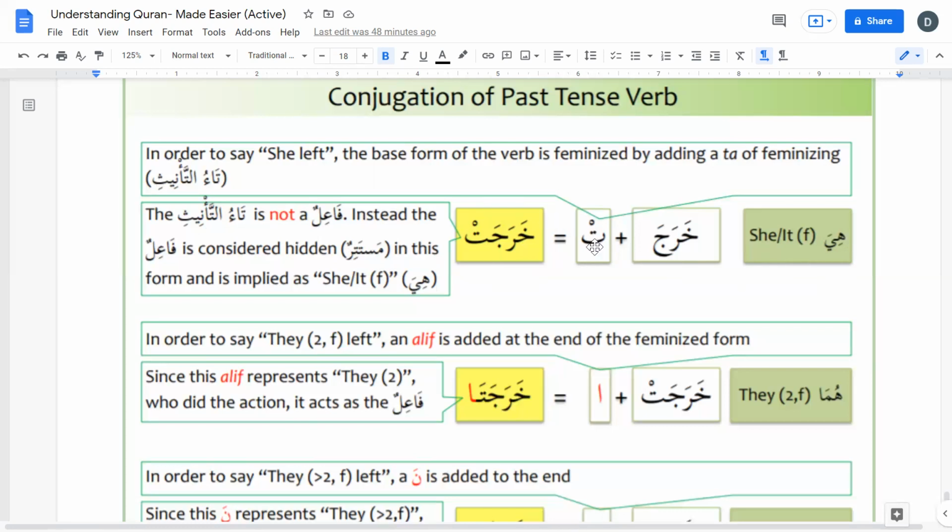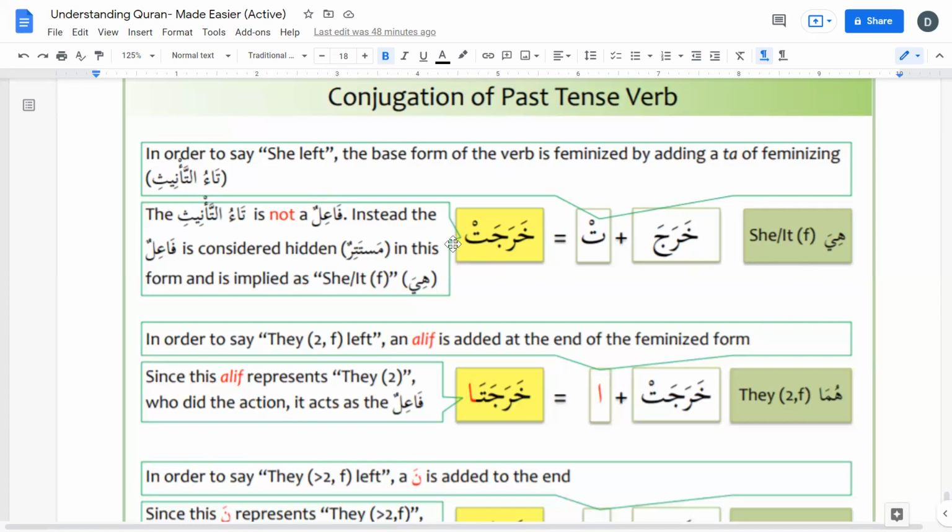Whenever we see this ta with a sukoon at the end of a fi'l madi, then we know that it's a hiya version. So it would translate she left or it left. Okay, she left or it left. Now here is kharajat, the word for she left.